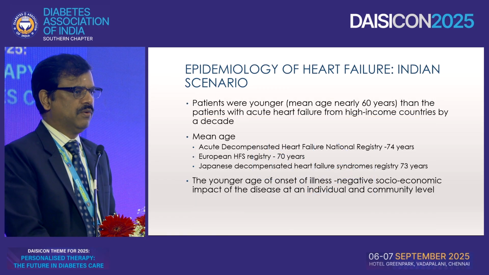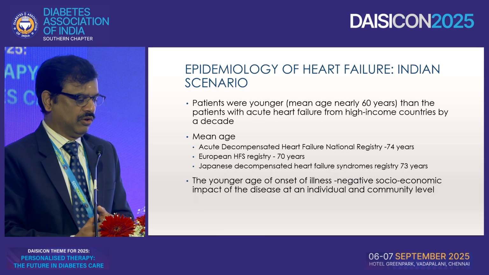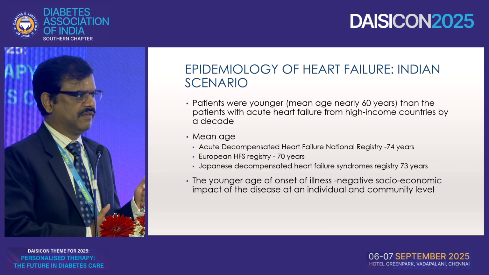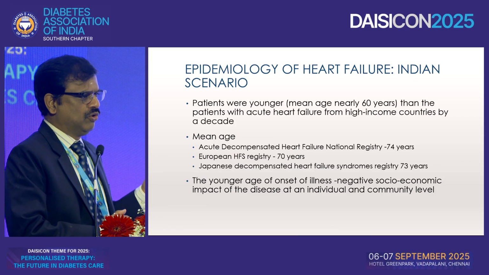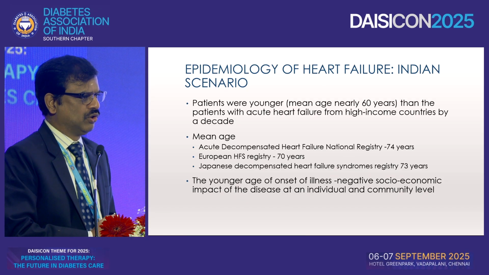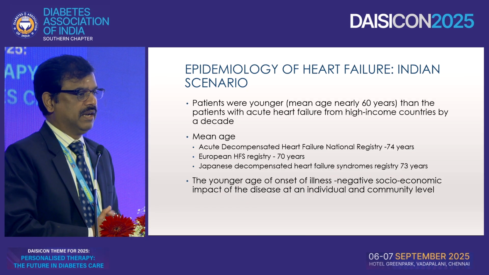What is the epidemiology? How do we differ from the western part of the globe? We get heart failure a decade earlier. The average age of heart failure in an Indian subset is 60 years. When you go by the western registries, in the US it's about 74 years, the European heart failure registry is 70 years, and the Japanese registry is 73 years.